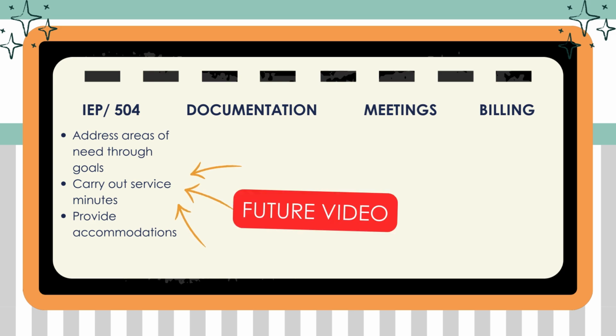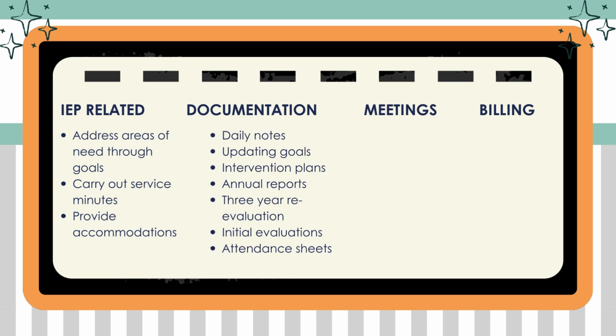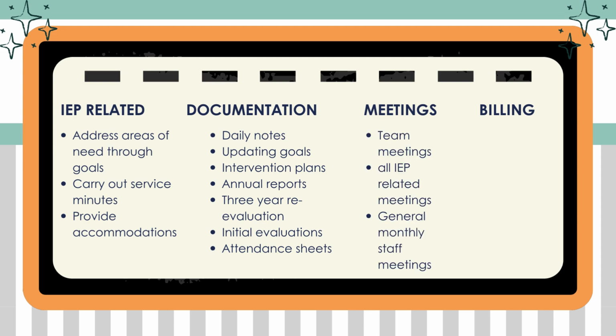More specifics on the parts of an IEP will also be in a future video. OTs have quite a bit of documentation to complete, from daily notes to updating IEP goals, intervention plans, writing annual reports, completing evaluations, and keeping track of attendance. Each district will have specific documentation requirements for the OT. There are days where you feel like all you do is attend meetings, and there are a variety of meetings you will be required to attend, which absolutely puts a kink in your daily and weekly schedule.